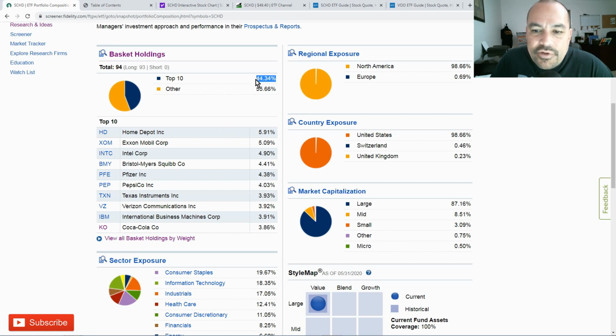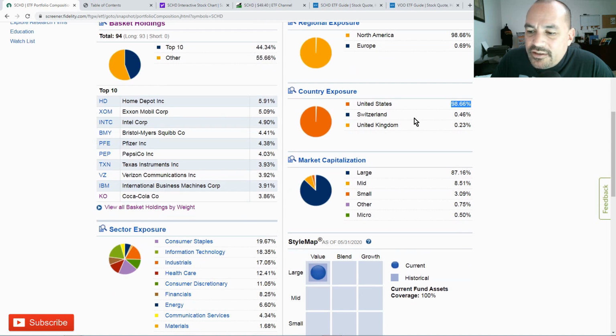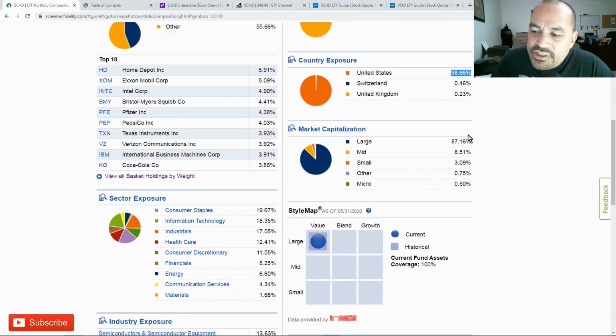But 44% of the fund is invested in those top 10. So you'll look at country exposure. 98.6% is United States, a little bit in Switzerland and UK. 87% of it is in large cap stocks, 8.5% of it is in mid cap stocks, 3% in small cap stocks.